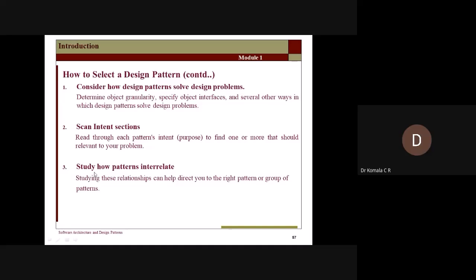Next I have study how patterns interrelate. If I go for one pattern, it is not necessary to worry about the others here. If I go for more than one pattern, the next question is how these patterns will interact with each other.